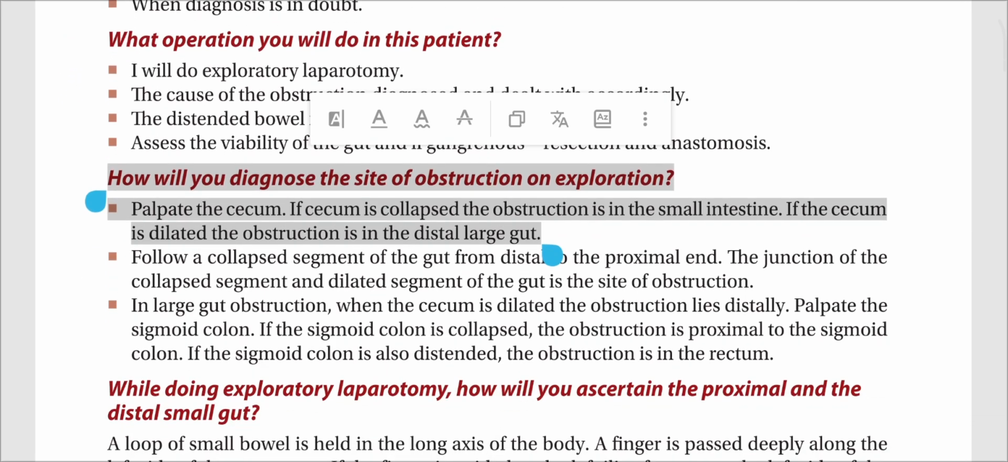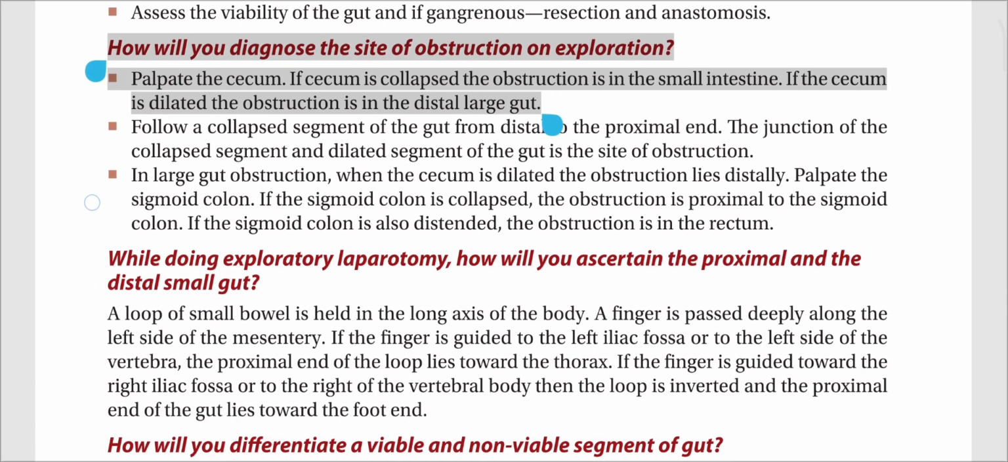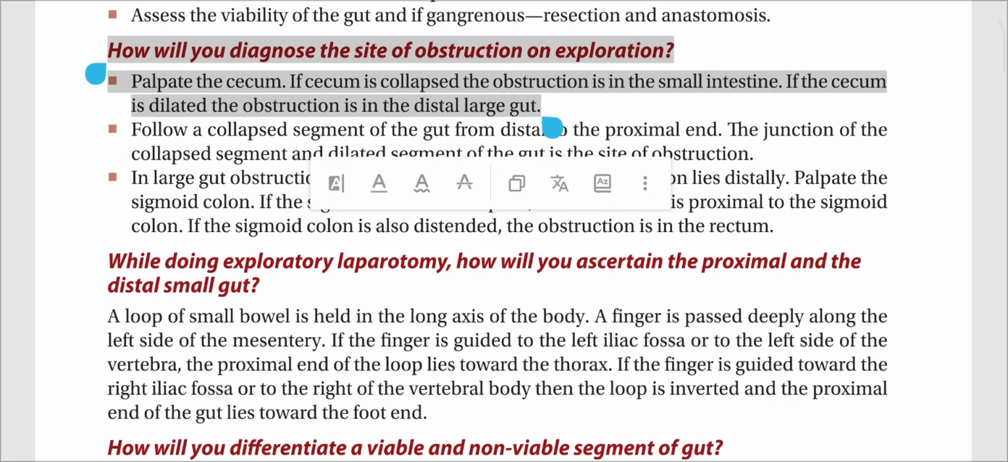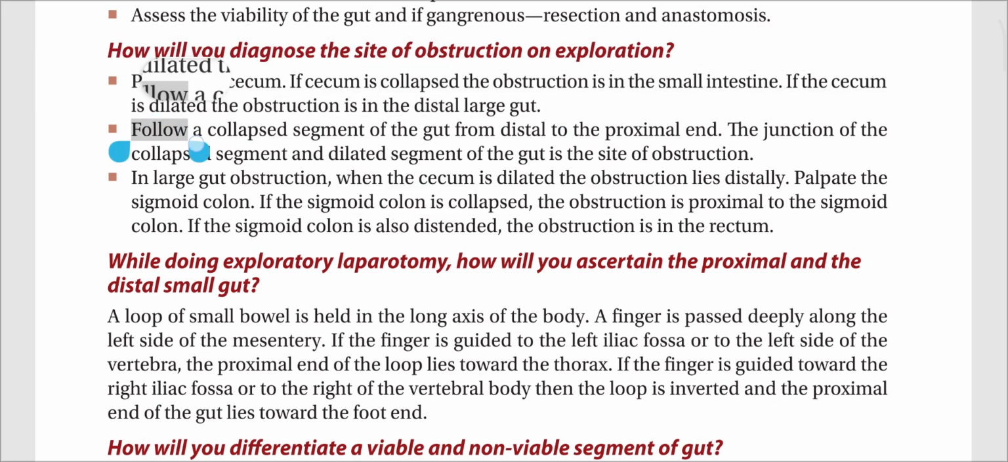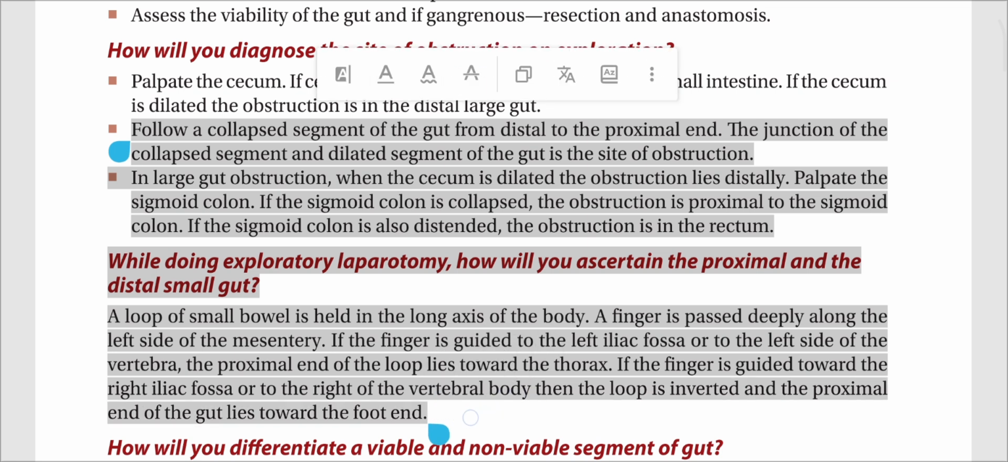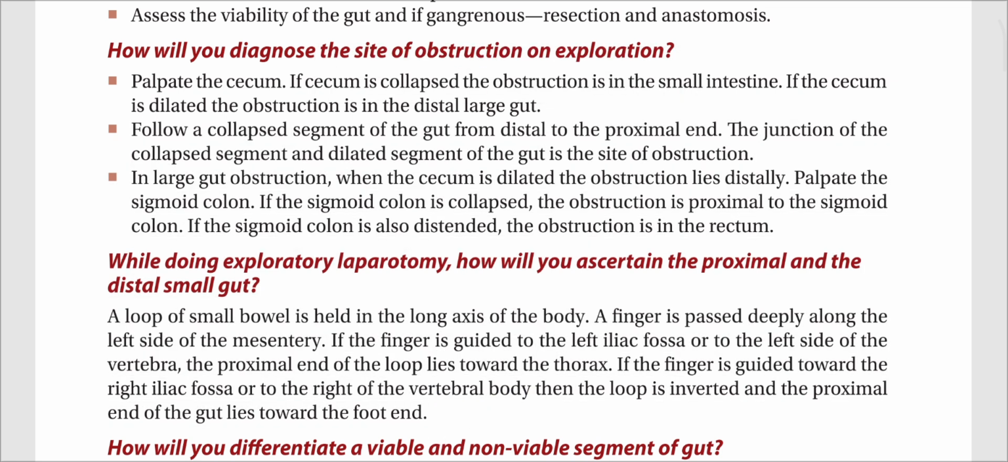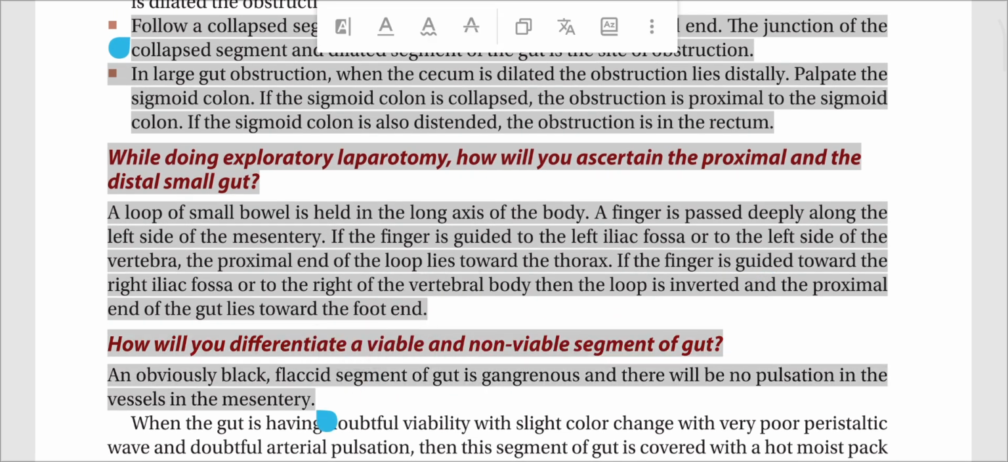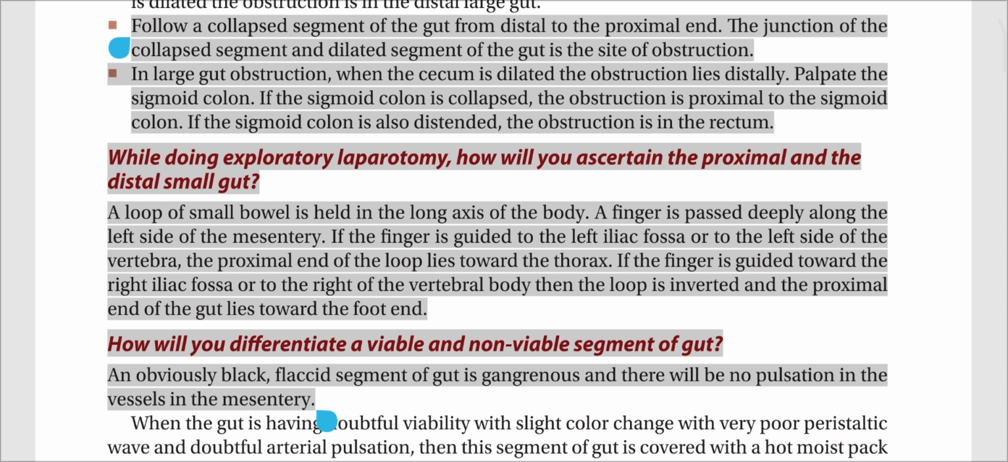How will you diagnose the site of obstruction on exploration? Palpate the caecum. If the caecum is collapsed, the obstruction is in the small intestine. If the caecum is dilated, the obstruction is in the distal large gut. Follow a collapsed segment of the gut from distal to the proximal end. The junction of the collapsed segment and dilated segment of the gut is the site of obstruction.